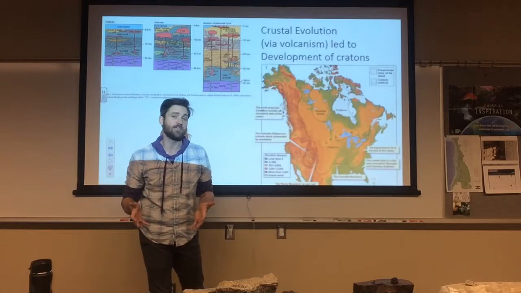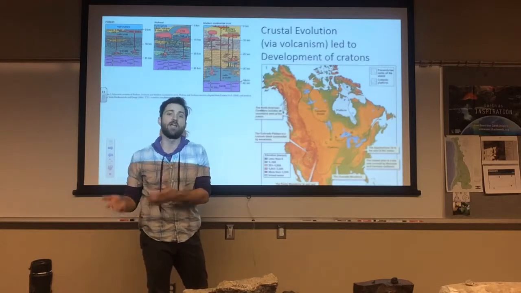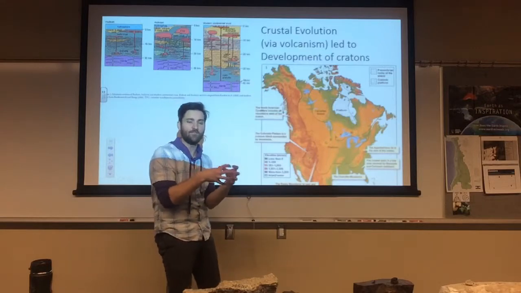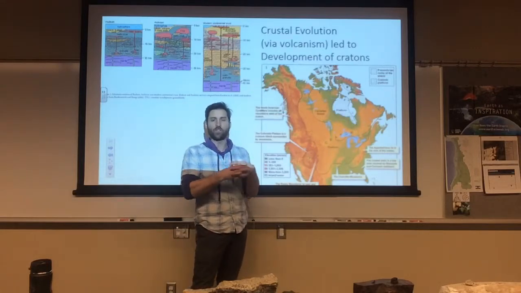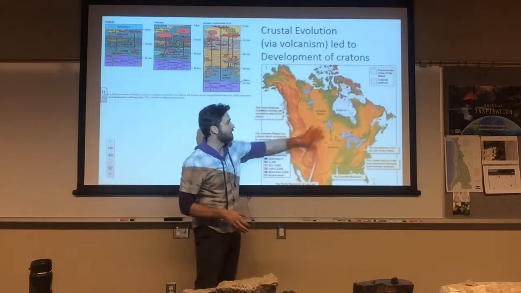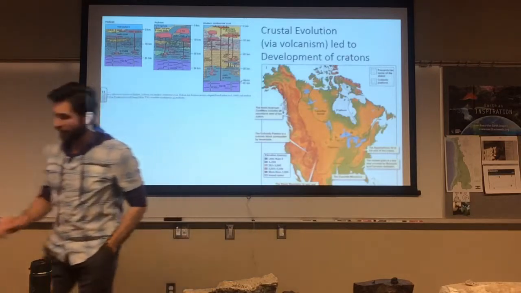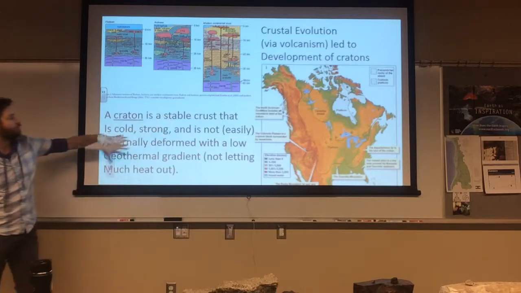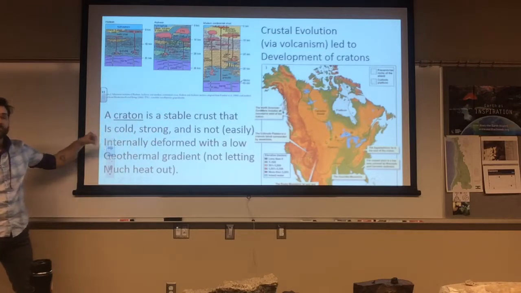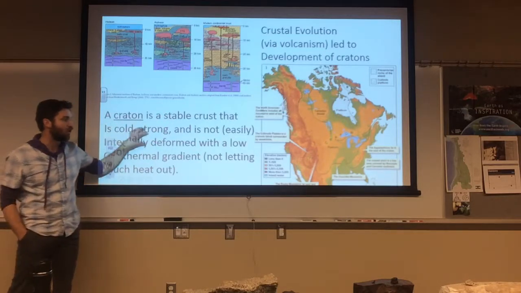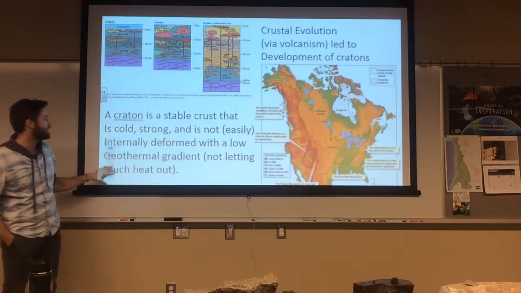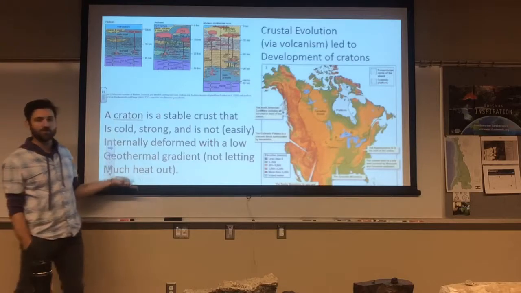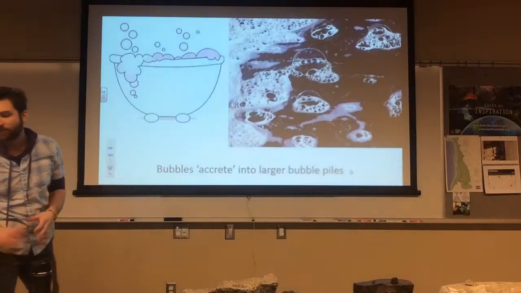Now, continent doesn't necessarily mean craton. Every continent does have a core to it of undeformed, much older, usually metamorphic rocks that would be considered the craton. Okay, to define a craton: a stable crust that is cold, so low heat flow, it's strong, and it is not easily internally deformed, and it has a low geothermal gradient, so it's not letting much heat out.